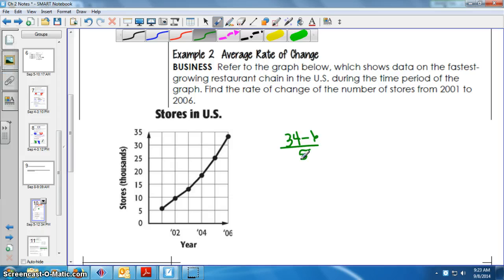So if we went ahead and subtracted, we would get about 5.6 as our average rate of increase. And since this is in thousands, when we look at our legend, it would be about 5,600 students increasing.